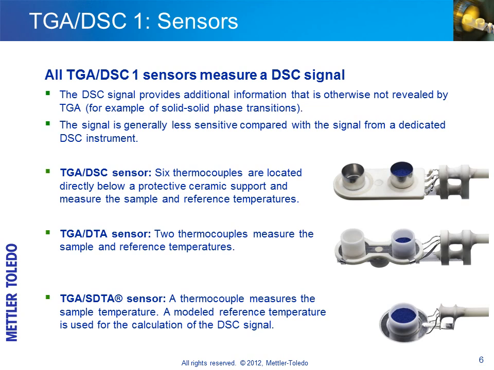All 3 sensors generate a DSC signal which provides additional information that is otherwise not revealed by TGA alone. For example, solid-solid phase transitions. The DSC signal is generally less sensitive than the signal from a dedicated DSC instrument.